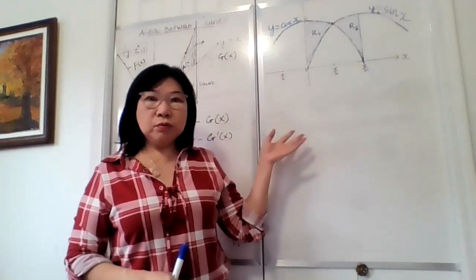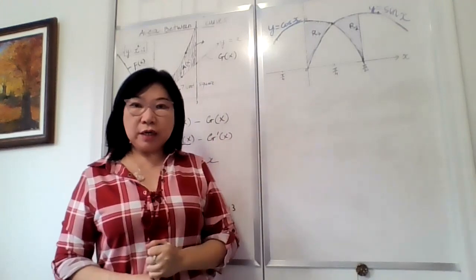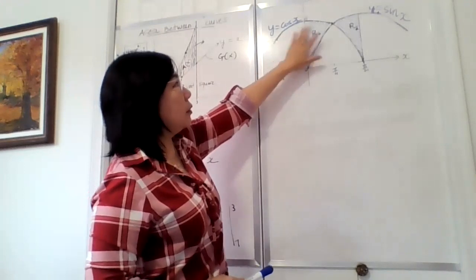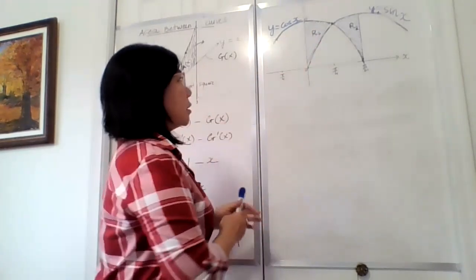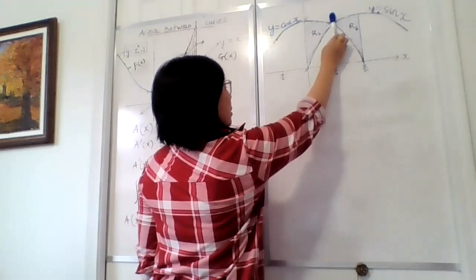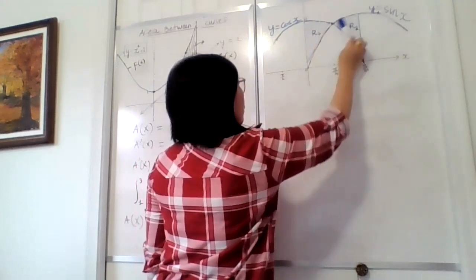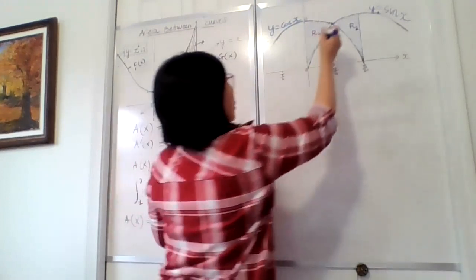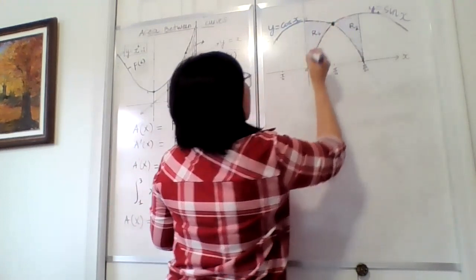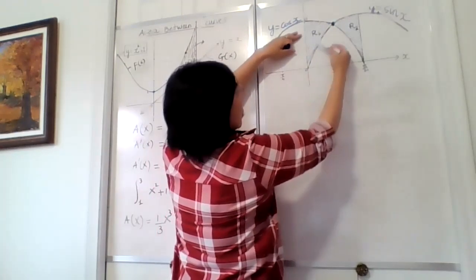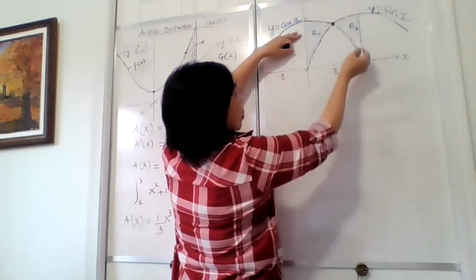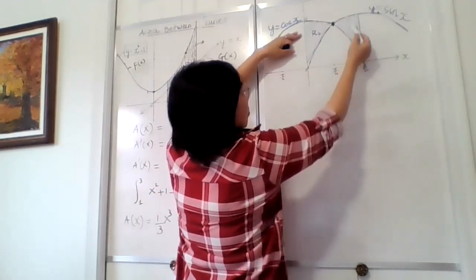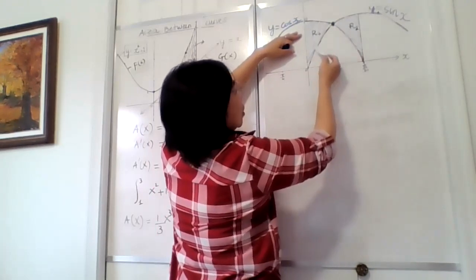So anyway, I will get back to solving this question right now. In this question, you will find the region R1 and region R2. Notice that this is the middle intersection between the two curves. You have two curves here that intersect at one point, and we want to find the region between these two curves, right?